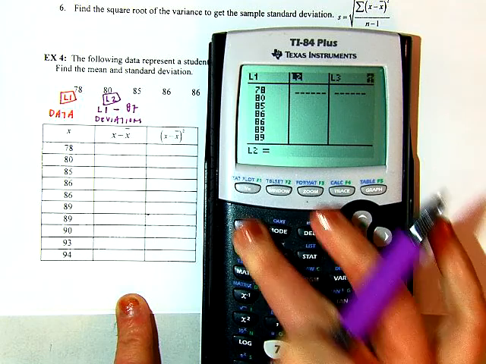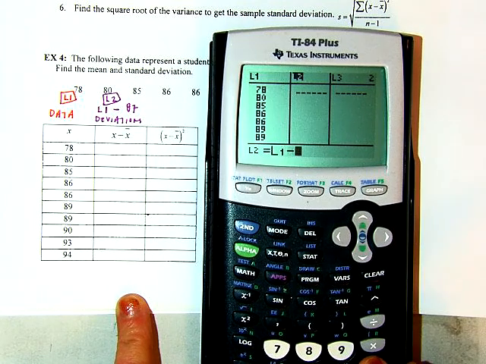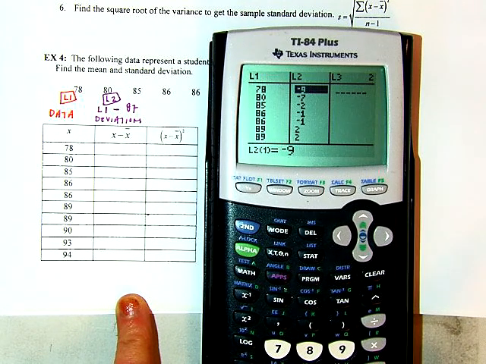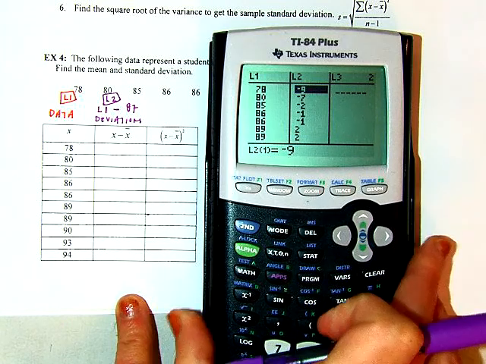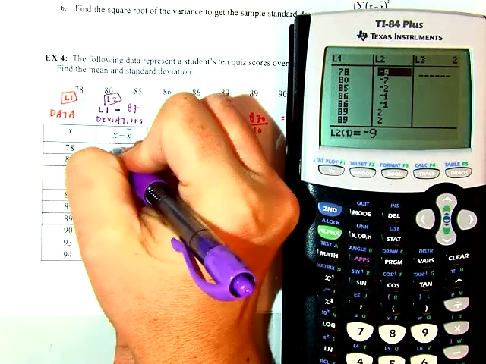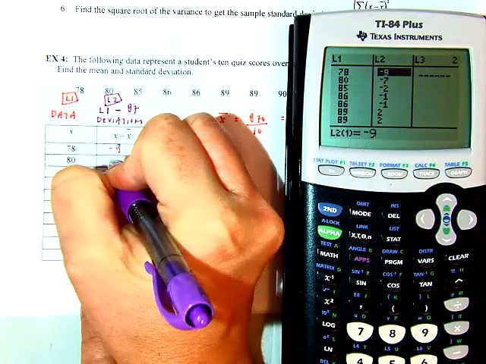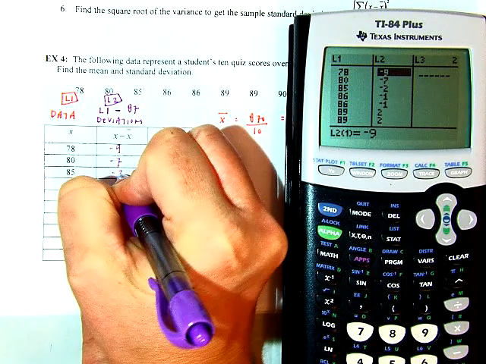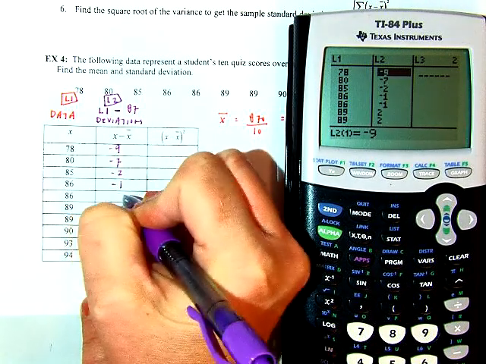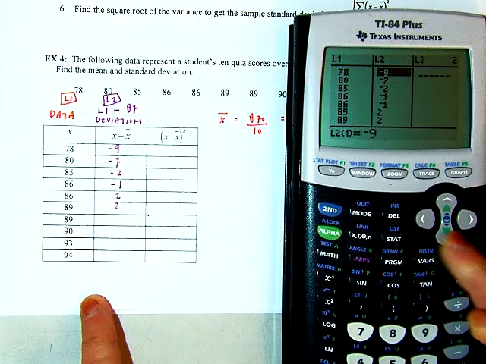I'm saying look at L1 and take away the mean. The mean is 87, and I hit enter. So it's giving me how far each piece of data falls from the mean, over or under. That's why I'm getting some negatives and some positives. So if I transfer those over, I have a -9, -7, -2, -1, 2, 2.